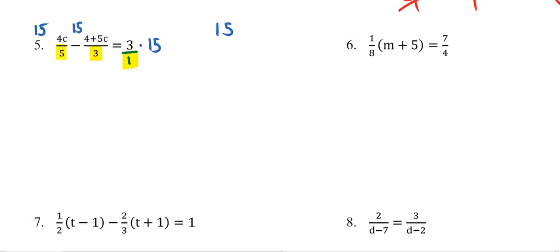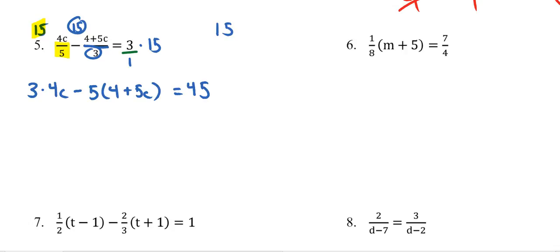And what I recommend doing next is, when you multiply the 15 onto every single term here, I would do the division step first. Ask yourself, what is 15 divided by 5? That's going to be 3. So 3 times 4c. And then what is 15 divided by this 3? That's going to be 5. So that's going to be negative 5 onto the 4 plus the 5c equals to 3 times 15, which is 45. And then we need to multiply now.